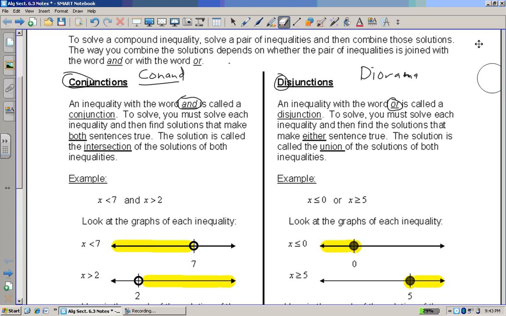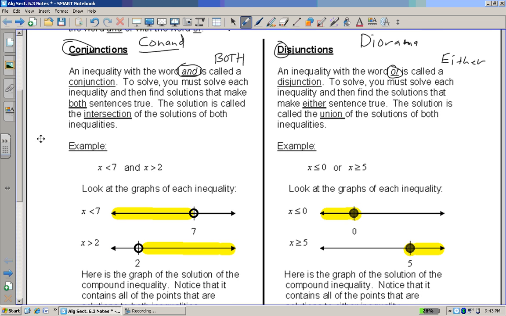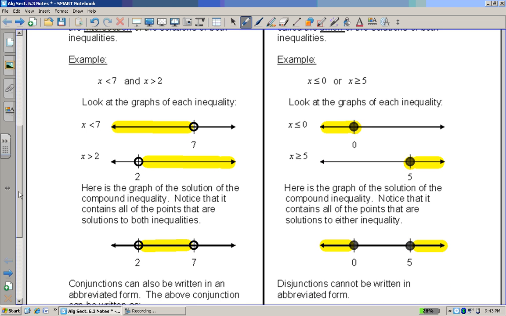Anyway, okay. So the idea is that with "and," both must be true at the same time. With "or" statements, either one works. Doesn't matter. Okay, so our conjunctions. You notice x is less than 7, x is greater than 2, and at the same time.